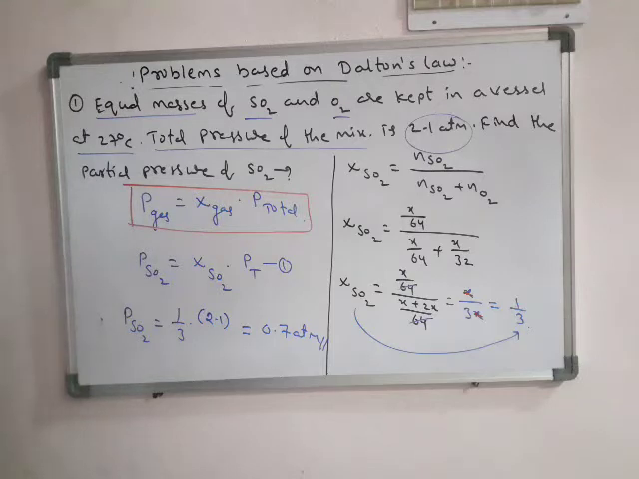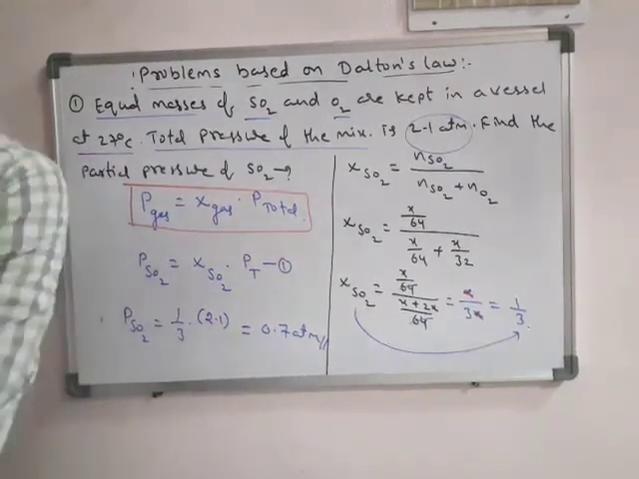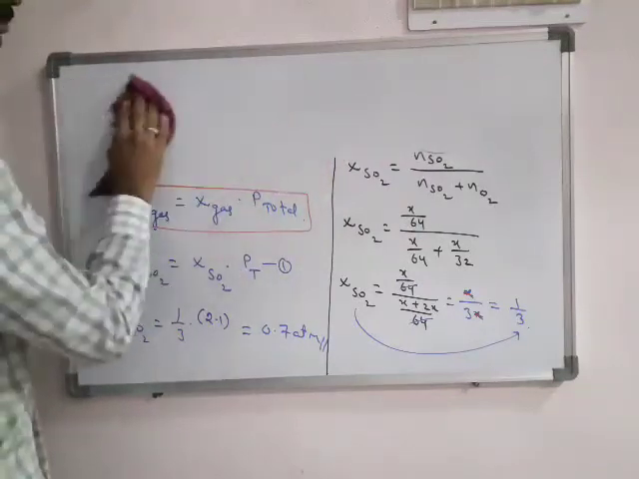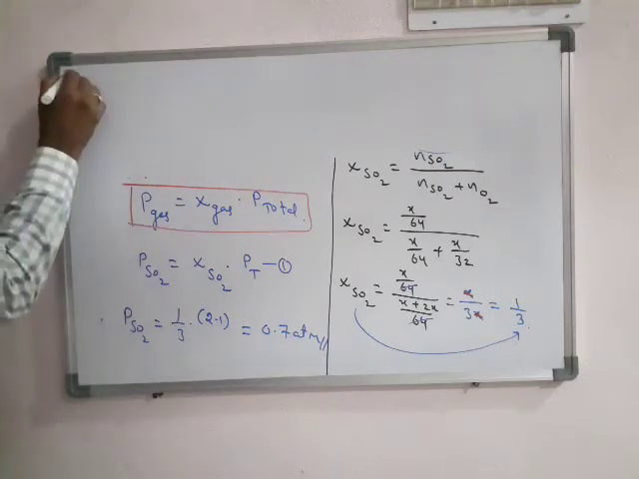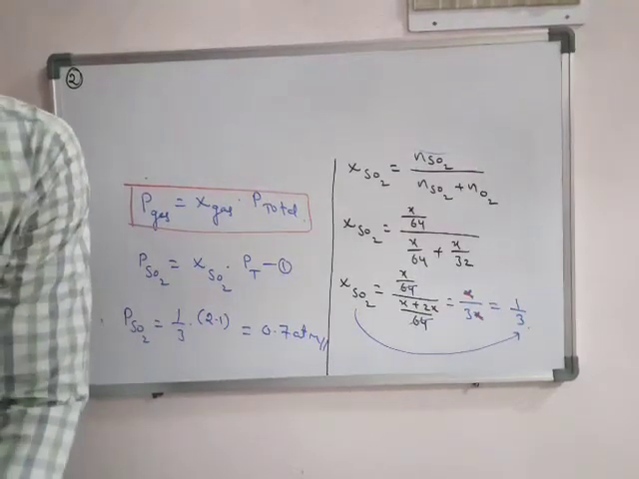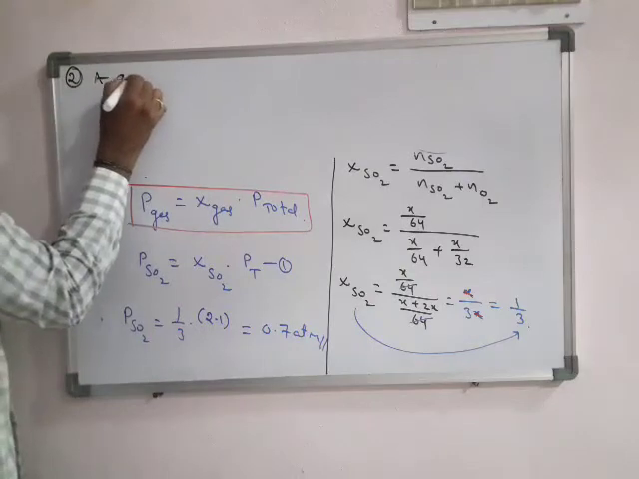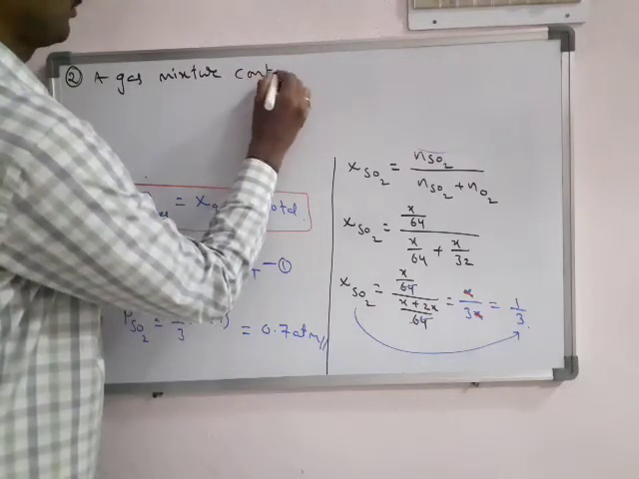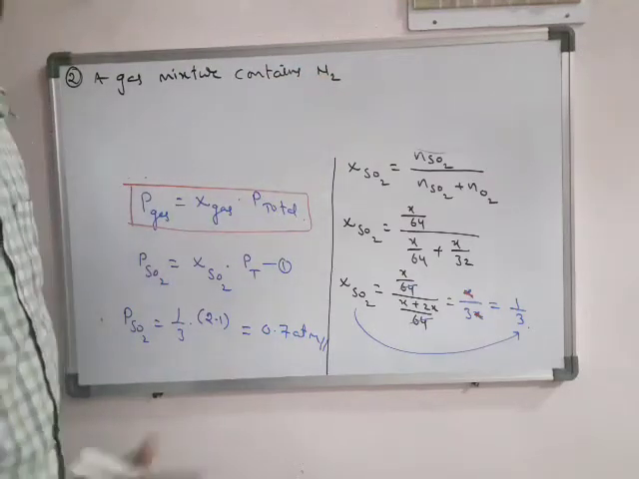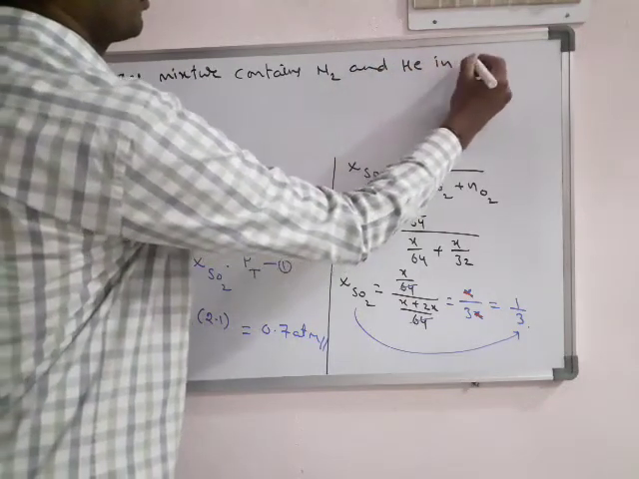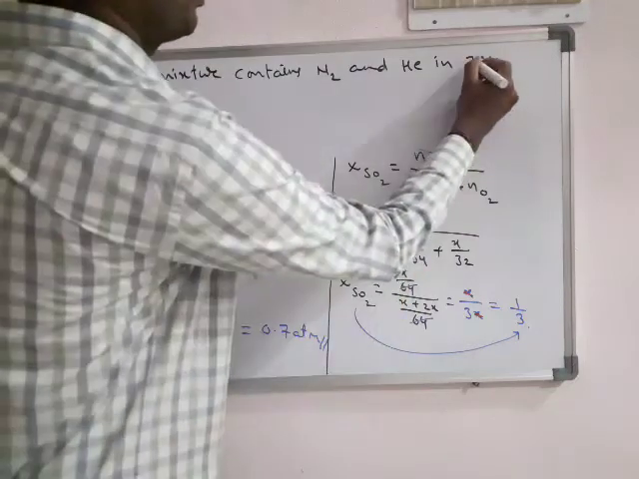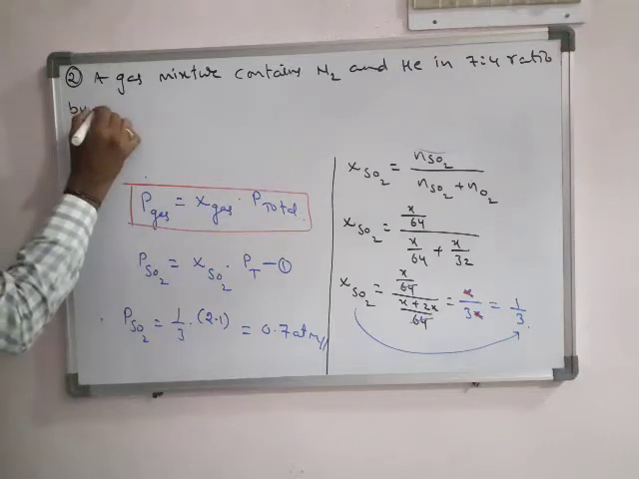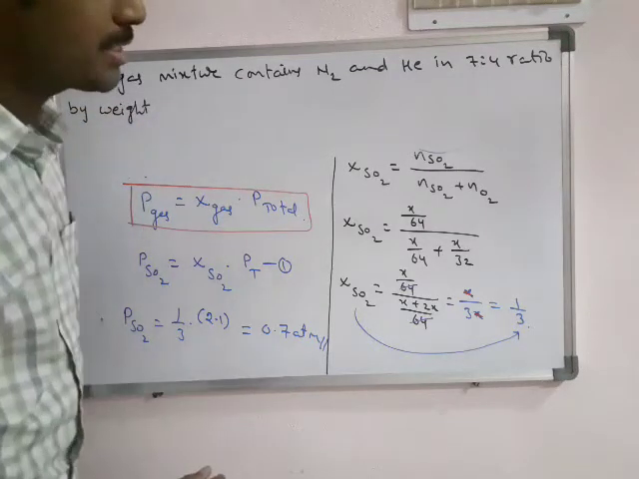Okay, now we see the second problem. Here it is given that a gas mixture contains nitrogen and helium in 7:4 ratio by weight. That is, their masses ratio is 7:4.